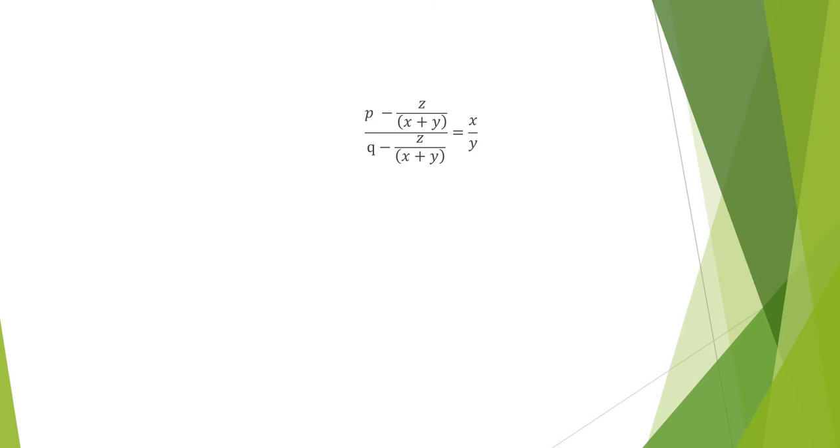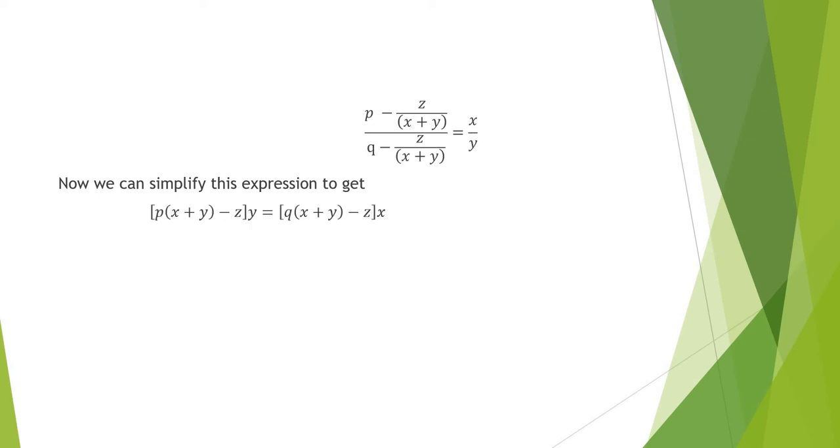P minus z by x plus y divided by q minus z by x plus y equals x by y. Now it's just a matter of simplifying this equation. P times x plus y minus z whole multiplied by y equal to q times x plus y minus z whole multiplied by x. We can rearrange this again and get the final PDE: x plus y times qx minus py minus z times x minus y equal to 0.